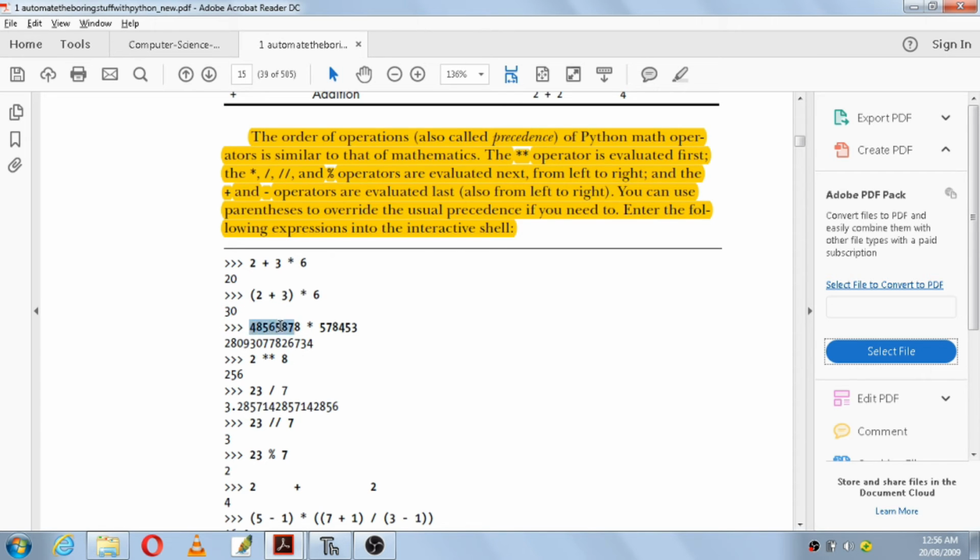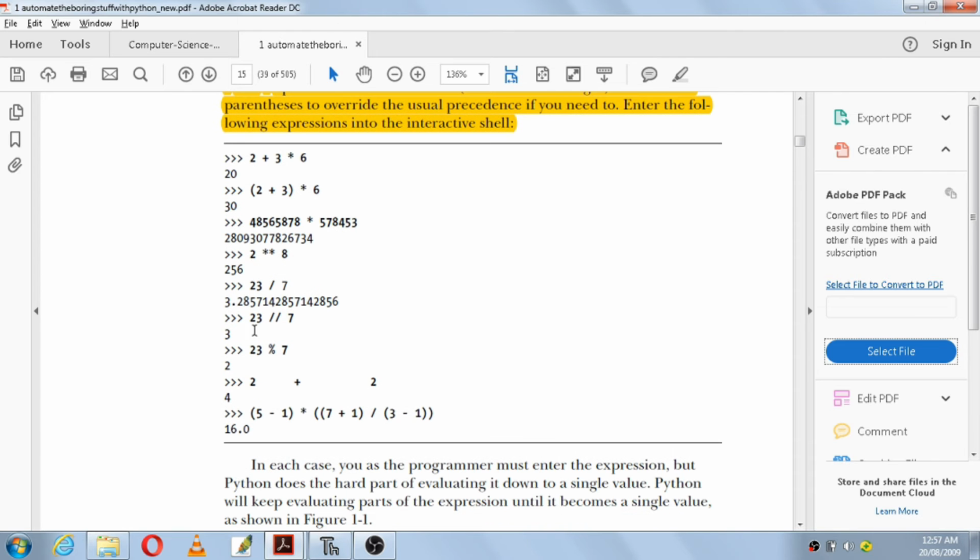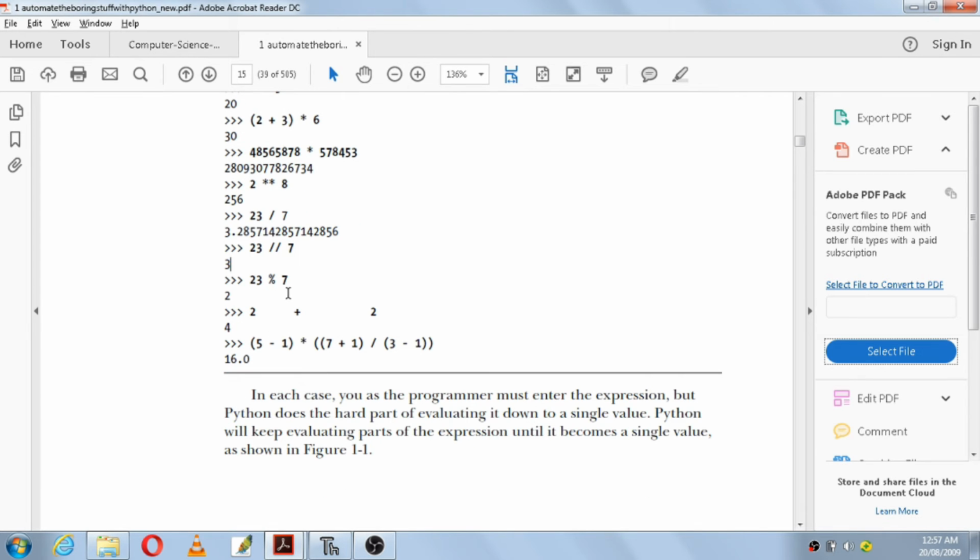Okay, so this is the multiplication of larger numbers, and this is the exponent. 2 raised to 8 will give you 256. Then this is division, 23 divided by 7 will give you this value, and this is an example for integer division. Double slash is an example for integer division. That means it will take only the integer part, and the decimal part will not be considered. So it will take only 3. Then 23 mod 7 is there. That is 23 divided by 7. 7 3s is 21, and the remainder will be 2. So modulus is used for remainder.